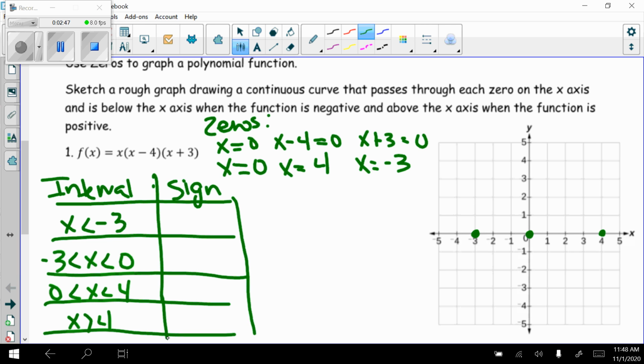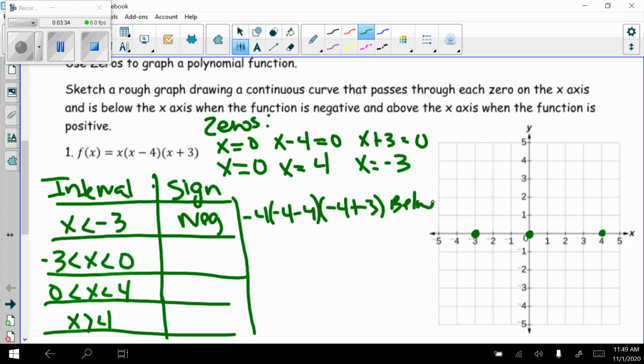So now to find the signs, we just need to pick a number in each interval and plug into our equation. So x is less than negative 3. I'm just going to pick the next whole number smaller than negative 3, and that's negative 4. And I'm going to plug into that equation that they gave to me. So I'm going to replace all my x's with negative 4. So I would have negative 4 times negative 4 minus 4 times negative 4 plus 3. I really don't even need to know what the number is. I just need to know, is it going to be positive or negative? So here, I know that I get a negative times a negative, so I'm at positive. But then this is also going to be negative. So positive times negative, I know that negative, which means I'm below the x-axis here.